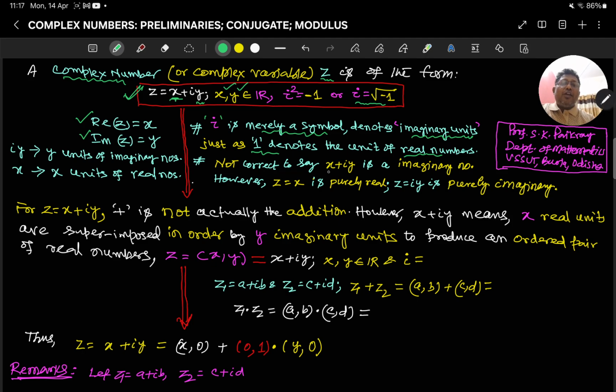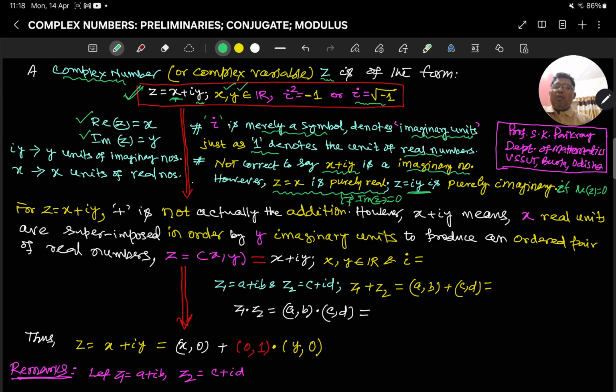It is not correct to say that x plus iy is an imaginary number. Rather, iy is purely imaginary when x is equal to 0. Similarly, when y is equal to 0, z is purely real. A complex number z is purely real if the imaginary part is 0, and the complex number z is purely imaginary if the real part of z is equal to 0.